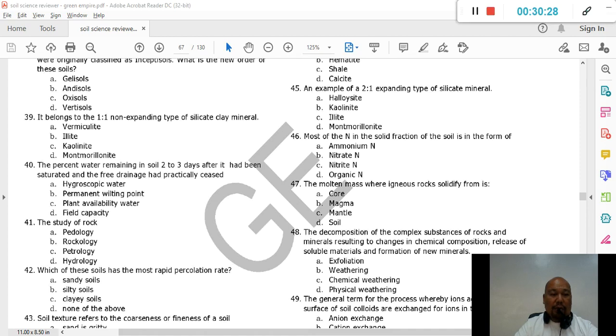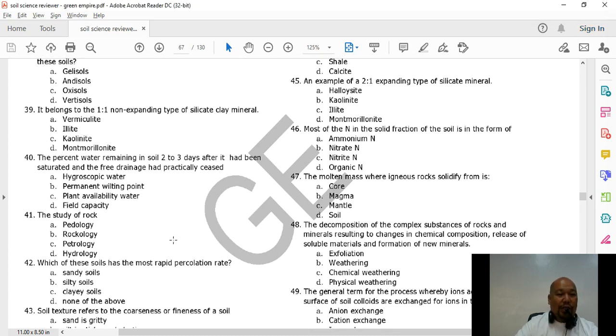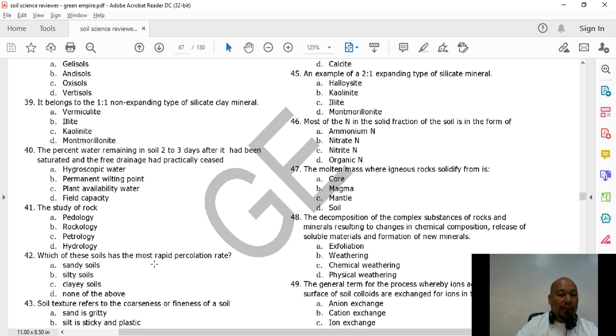Let me check our time. It is 30 already, so we still have some time, and we will reach 45. Number 45. Okay, which of these soils has the most rapid percolation rate? Sandy, silty, clayey soils.